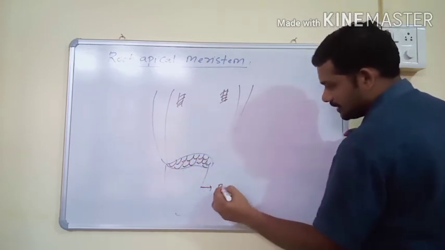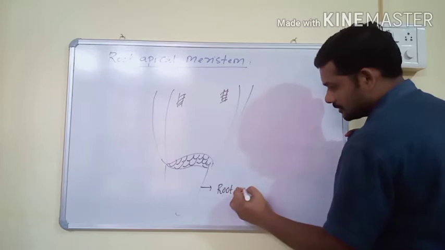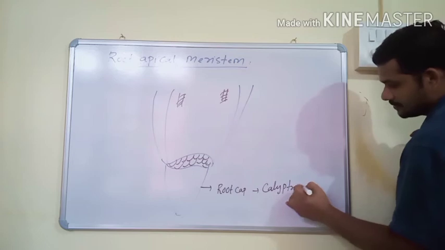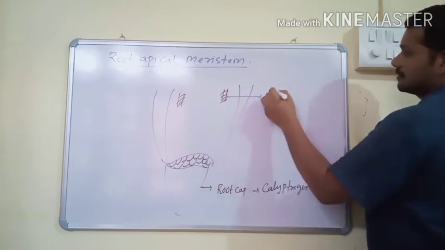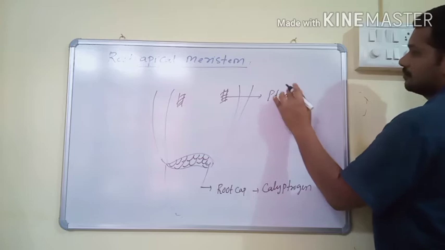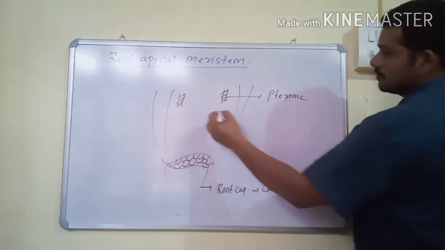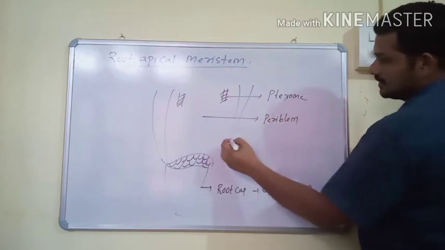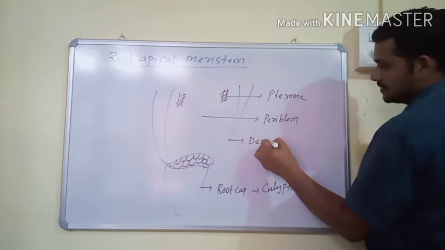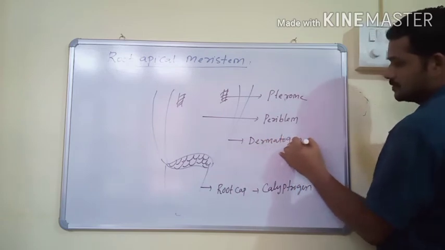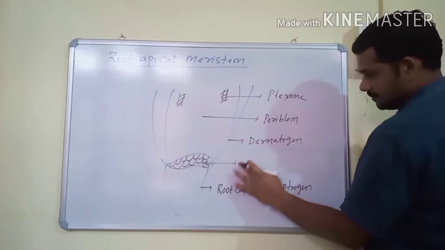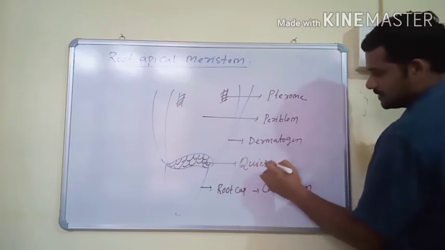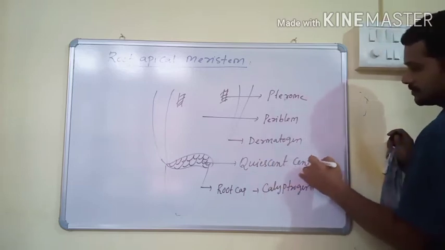This is the root cap. Usually the root cap is produced by calyptrogen. This is plerome, periblem and this is dermatogen. And this structure is the quiescent center. It is known as quiescent center.